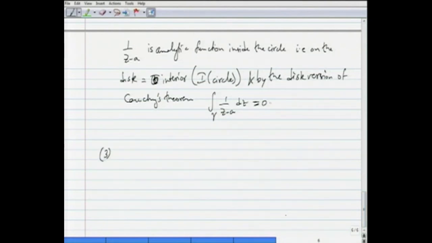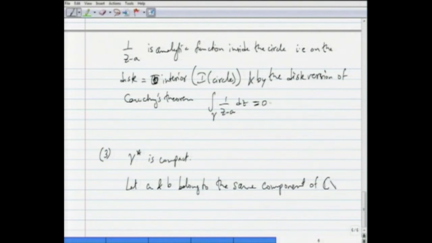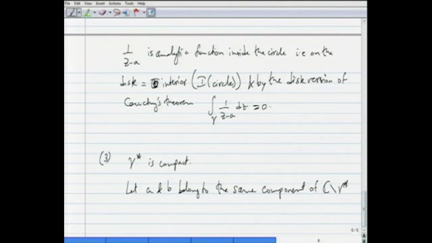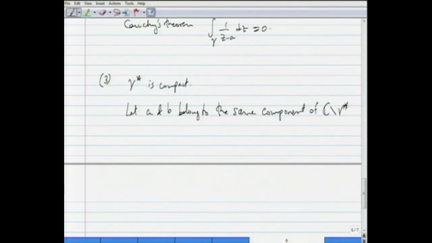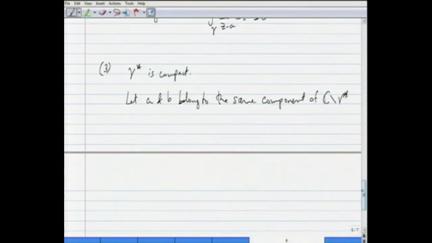Property 3: gamma star is compact. So let A and B belong to the same component of C minus gamma star. What I want to show is that n gamma A is equal to n gamma B. I am going to use the topology of the component.